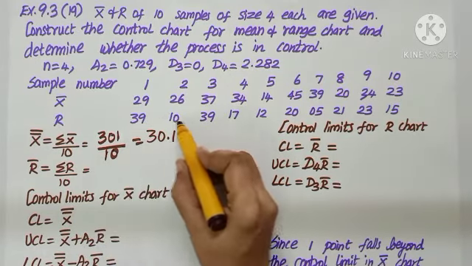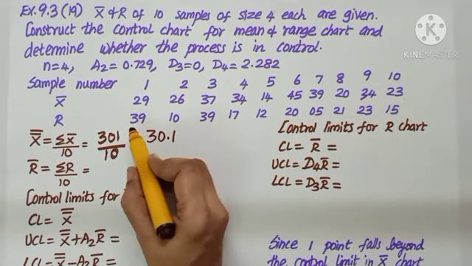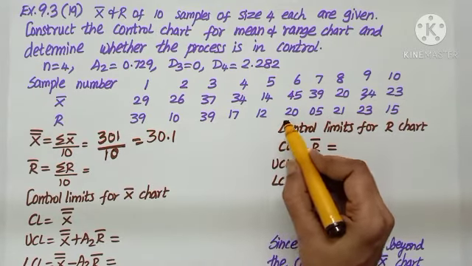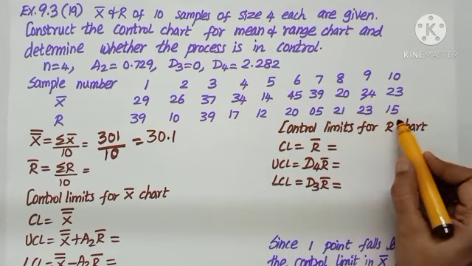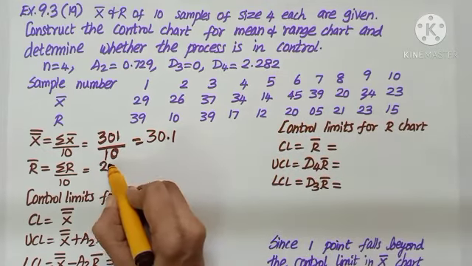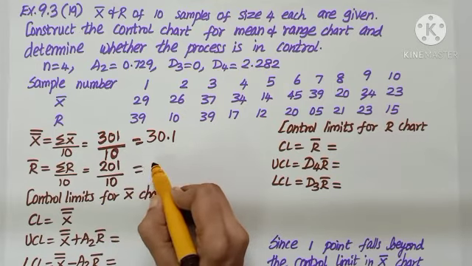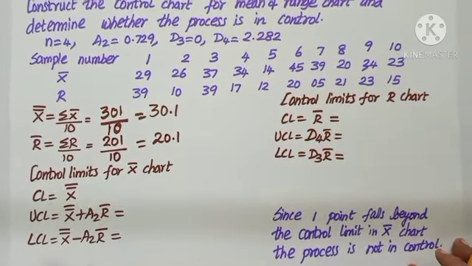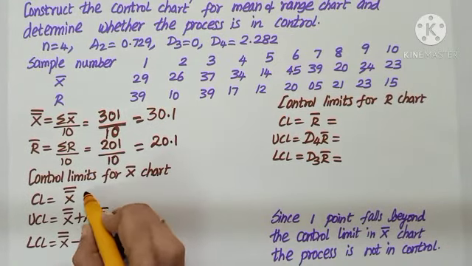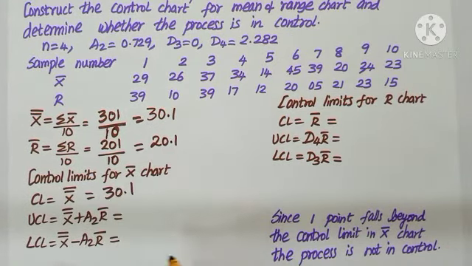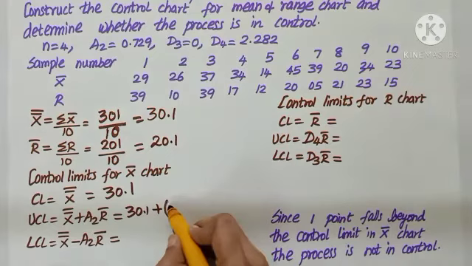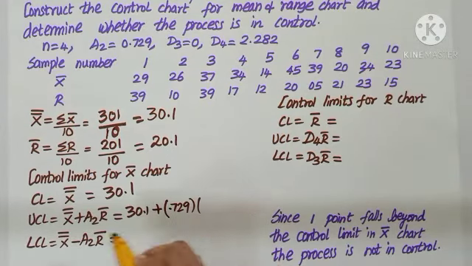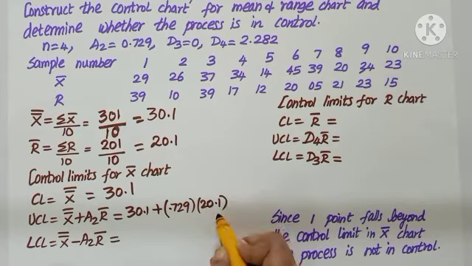R bar. Add all the range values: 39, 10, 39, 17, 12, 25, 21, 23, 15. As we add, we get 201. Dividing by 10 gives us 20.1. Now, the control limits for X bar chart. As we know, CL is X double bar, that is 30.1. UCL is X double bar plus A2, it is 0.729. R bar is 20.1.